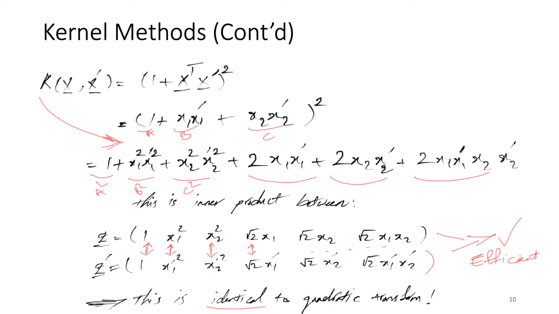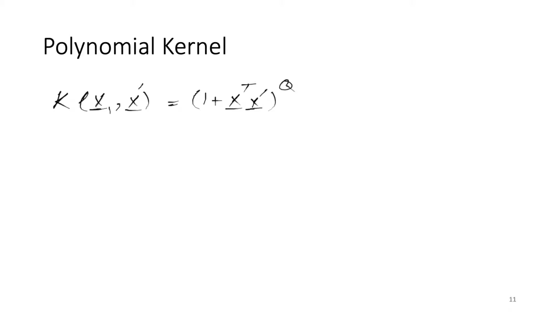Okay, so let's go for a polynomial kernel of order q. So now we want to find the qth order of polynomial for this, right? So we would like to find the z transformation of qth order.